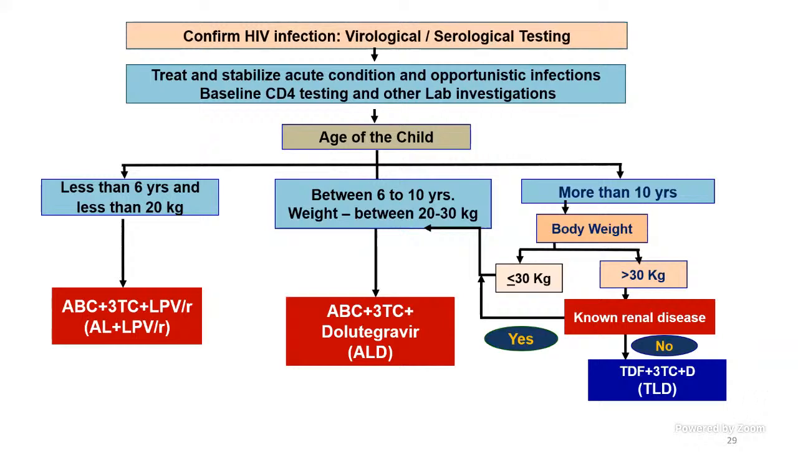Now the same thing with the chart, we have to go through the age of the child when we are starting his or her regimen. If less than 6 years or less than 20 kg, we'll go for ABC-3TC-LPV/r. If between 6 to 10 years, we'll go for ALD. And more than 10 years, we will go for TLD. But if a patient is more than 10 years but having some amount of renal compromise, then again we'll go for ALD as the preferred regimen.